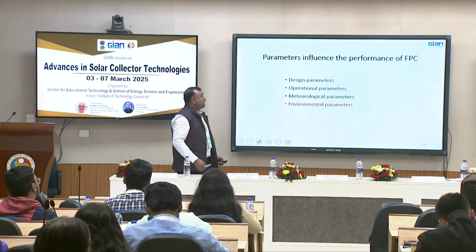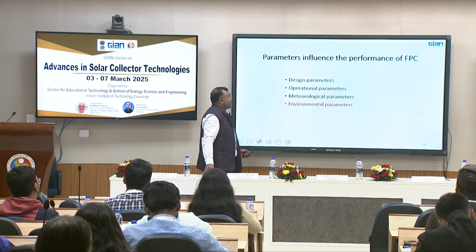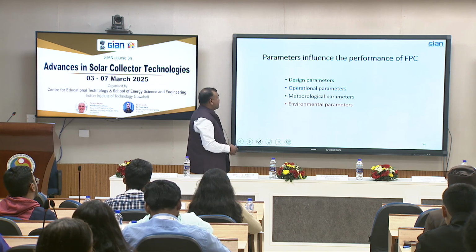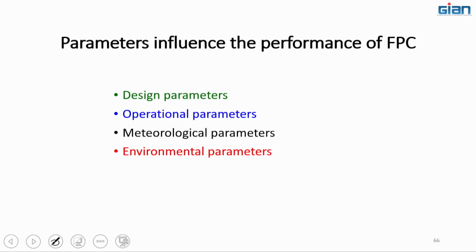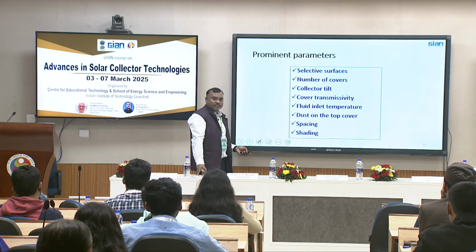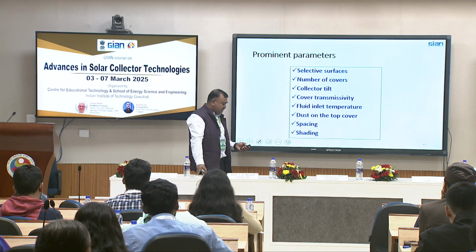Now, what are the parameters that influence the performance? There are design parameters, then operational parameters, meteorological parameters, then environmental parameters, right. Some of the prominent parameters include selective surfaces, number of covers, cover tilt, transmissivity, inlet temperature, dust on the top cover, spacing and shading. These are the important parameters. These also fall under design parameters.